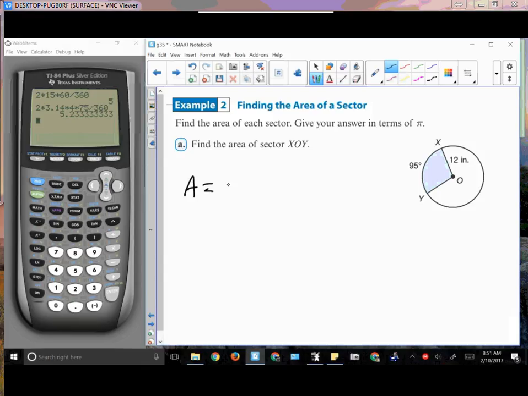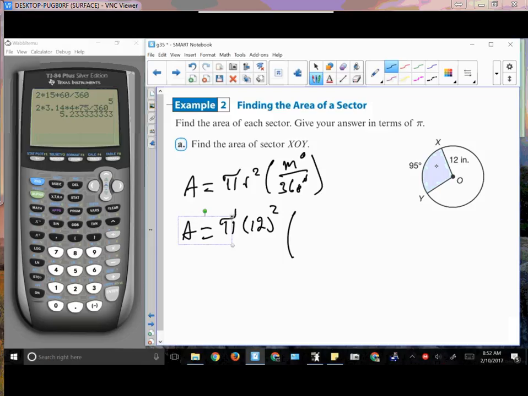Area is equal to pi r squared over 360 degrees. So fill in the blanks. Area is equal to, we got pi. What's r? R is 12, so we have 12 squared, multiplied by, what arc measure do we have here? 95 degrees. So we'll put 95 over 360.